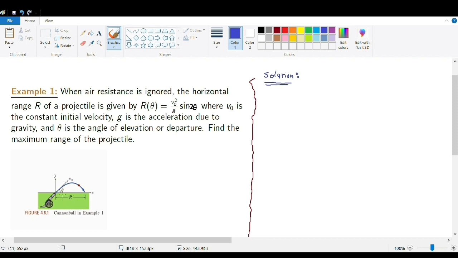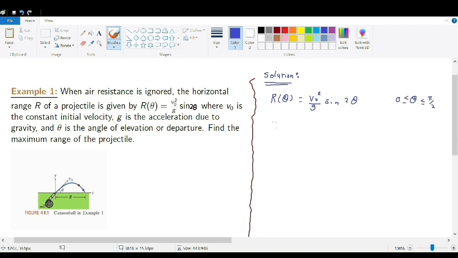So we need to find theta that makes r the maximum. First of all, our objective function is r(theta), which is equal to v0 squared over g times sine 2 theta, where theta should be in the range from 0 to pi/2, because it cannot exceed pi/2. If it is more than pi/2, the distance will be less. So we will take theta from 0 to pi/2.